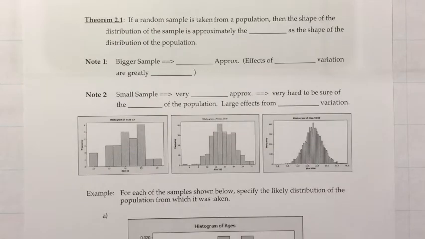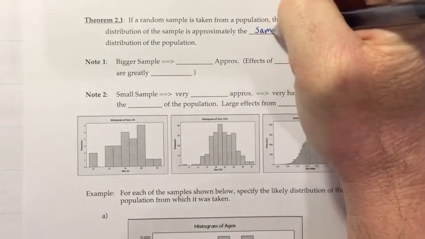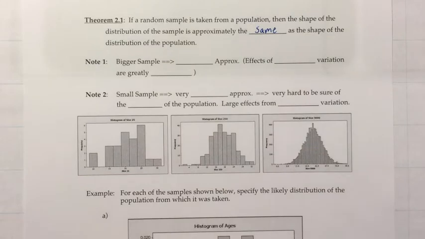All right, so it turns out that when we look at distributions, we're usually going to be looking at the distribution of sample data we've collected, but what we're really interested in is what shape is the population that sample was taken from. So this theorem helps us to deal with that. If a random sample is taken from a population, then the shape of the distribution of the sample is approximately the same as the shape of the distribution of the population it came from.